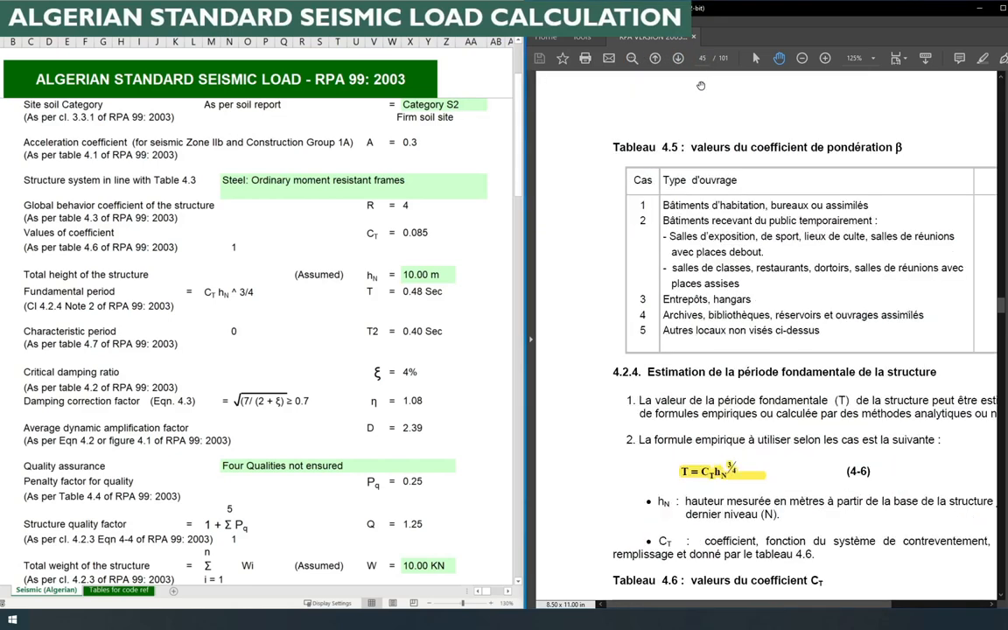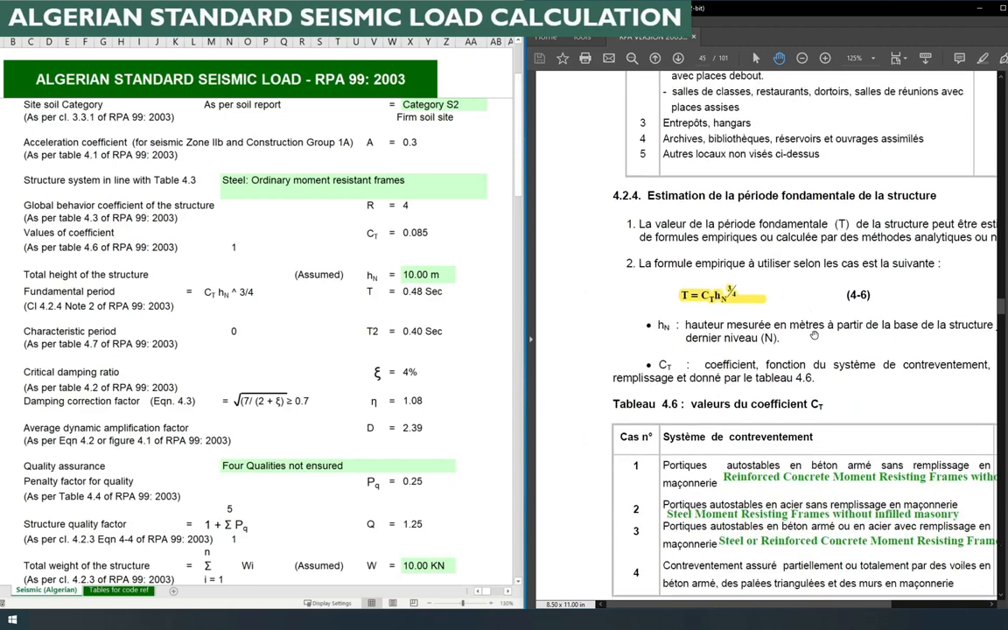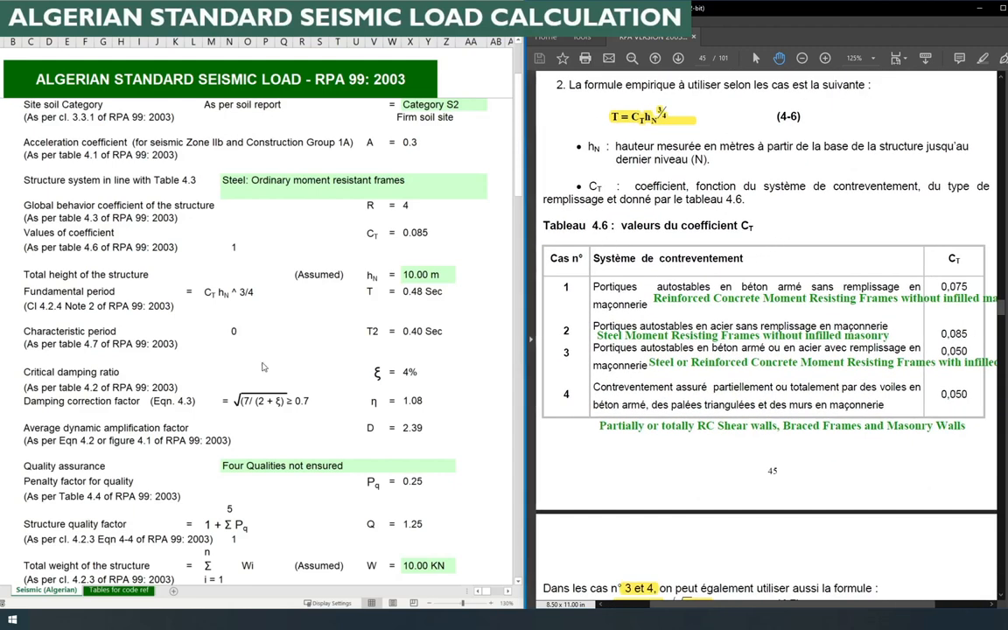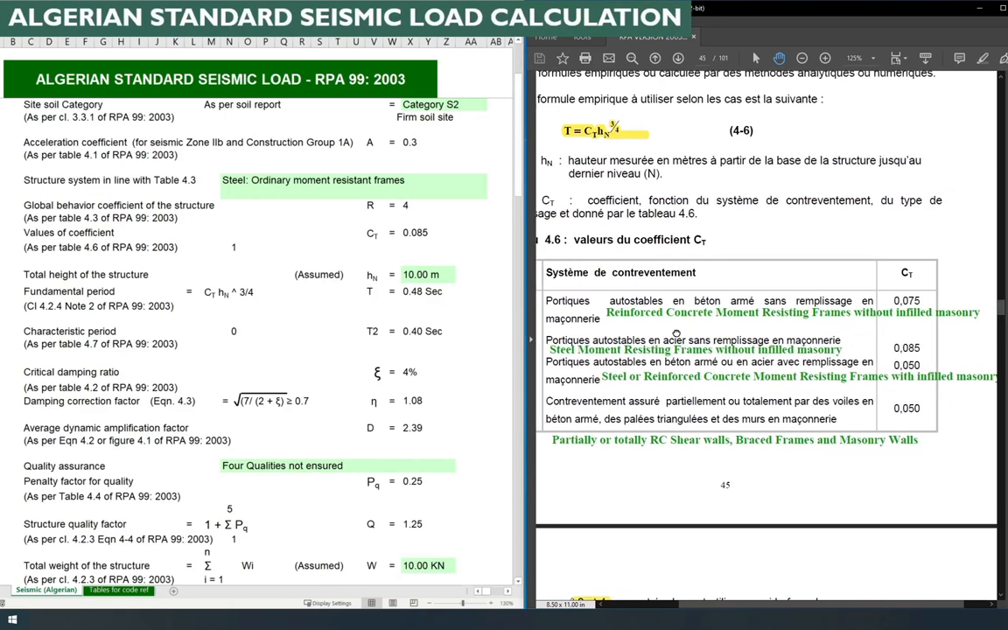45 to be referred, page number. Here you can see Table 4.6, which has four types of structural system. Reinforced concrete moment resistant frames without infilled masonry have a CT value of 0.075. Steel moment resisting frames without infilled masonry have 0.085. Steel or reinforced concrete moment resistant frames with infilled masonry, and partially or totally reinforced concrete shear walls, braced frames and masonry walls have 0.05 respectively.